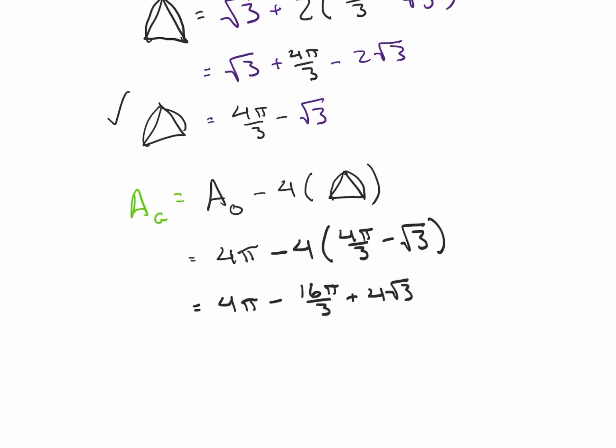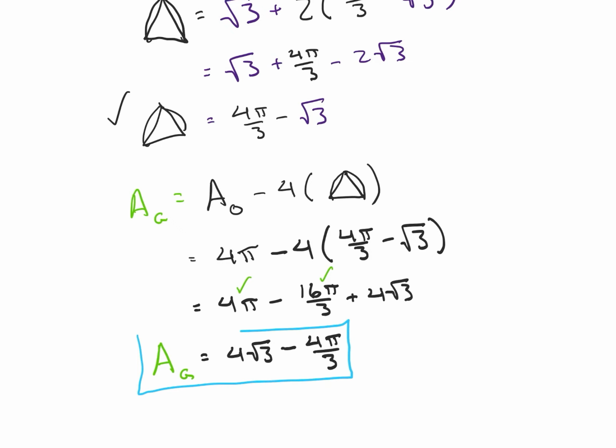And then remember that 4 pi is 12 pi over 3, so this is going to end up being 4 square root of 3 minus 4 pi over 3, because 16 pi over 3 minus 12 pi over 3 is 4 pi over 3. And that is going to give me the area of my green region. It's going to be 4 square root of 3 minus 4 pi over 3.